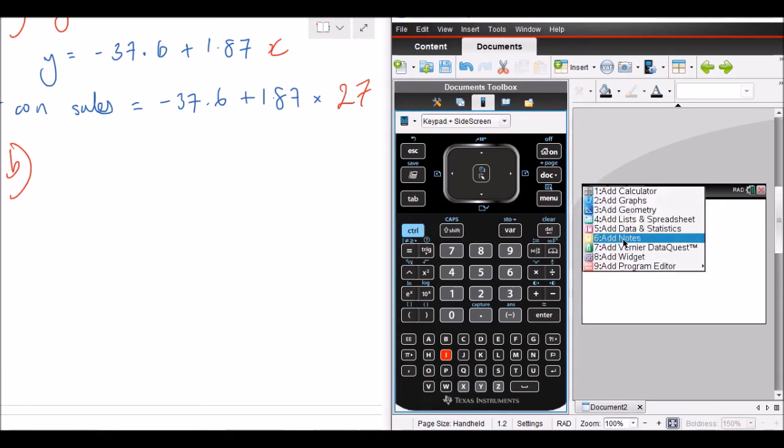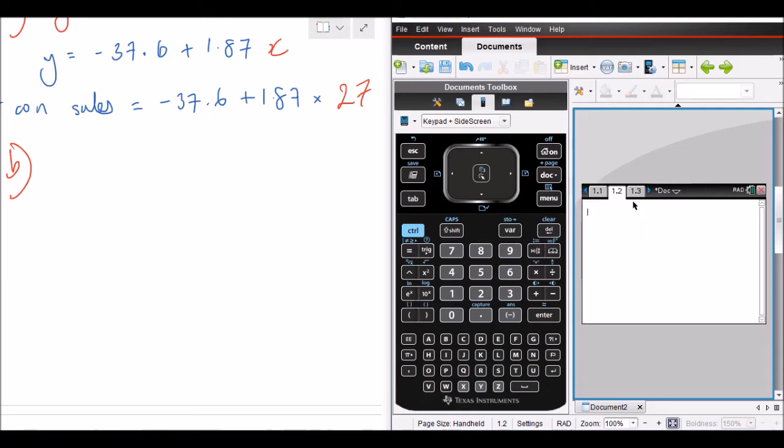So if you want, you can go add calculator. And then you go solve. y equals negative 37.6 plus 1.87 multiplied by 27, and comma y. I want to figure out what my aircon sales are going to be. So the answer is 12.89. So on my calculator, this is what I did. Yes, solve using my formula.